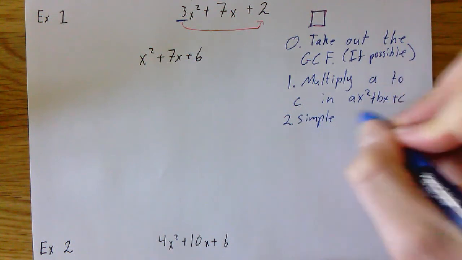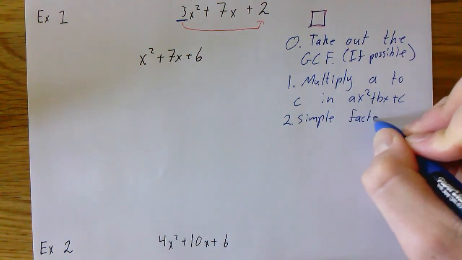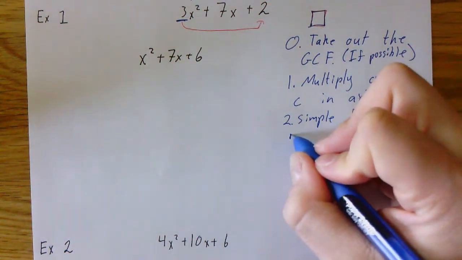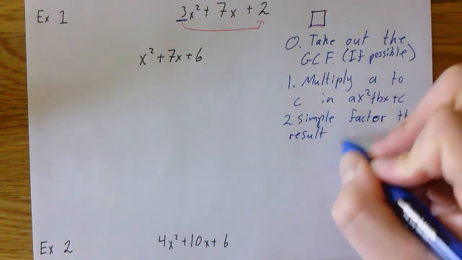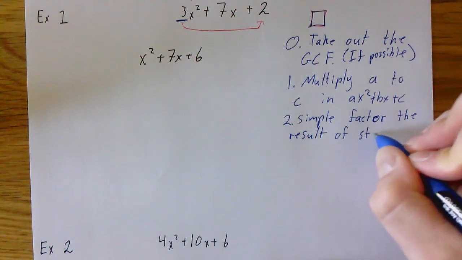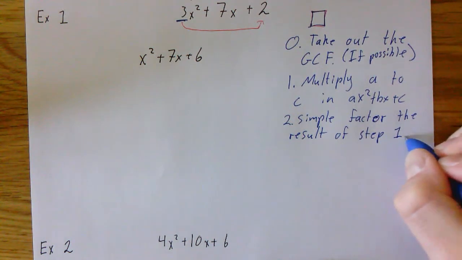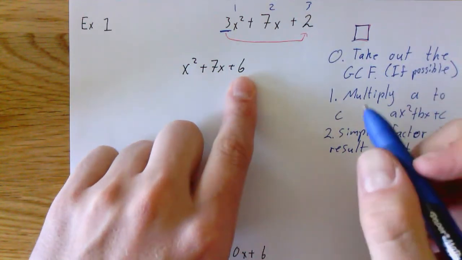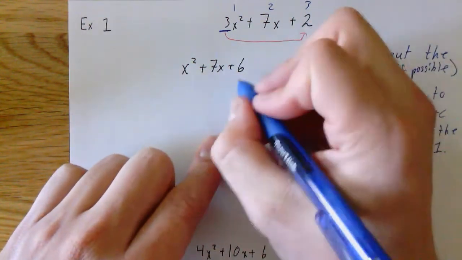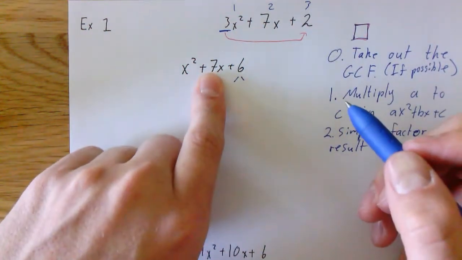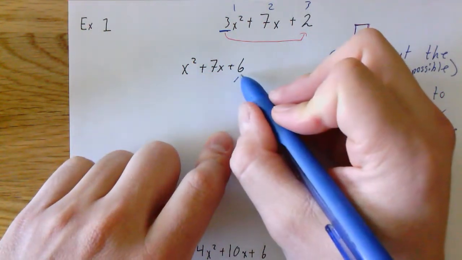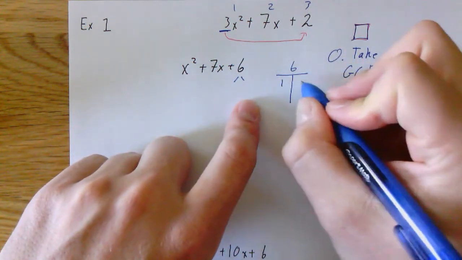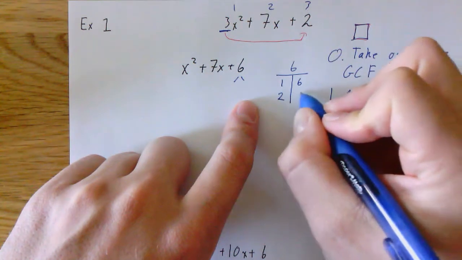Simple factor the result of step 1. Okay, so we're going to look at this thing and do simple factoring. So we need two numbers that multiply to 6, and they have to add up to 7. So we'll look at our factors of 6. I like to do it with a little t-chart. So we have 1 times 6 and 2 times 3.